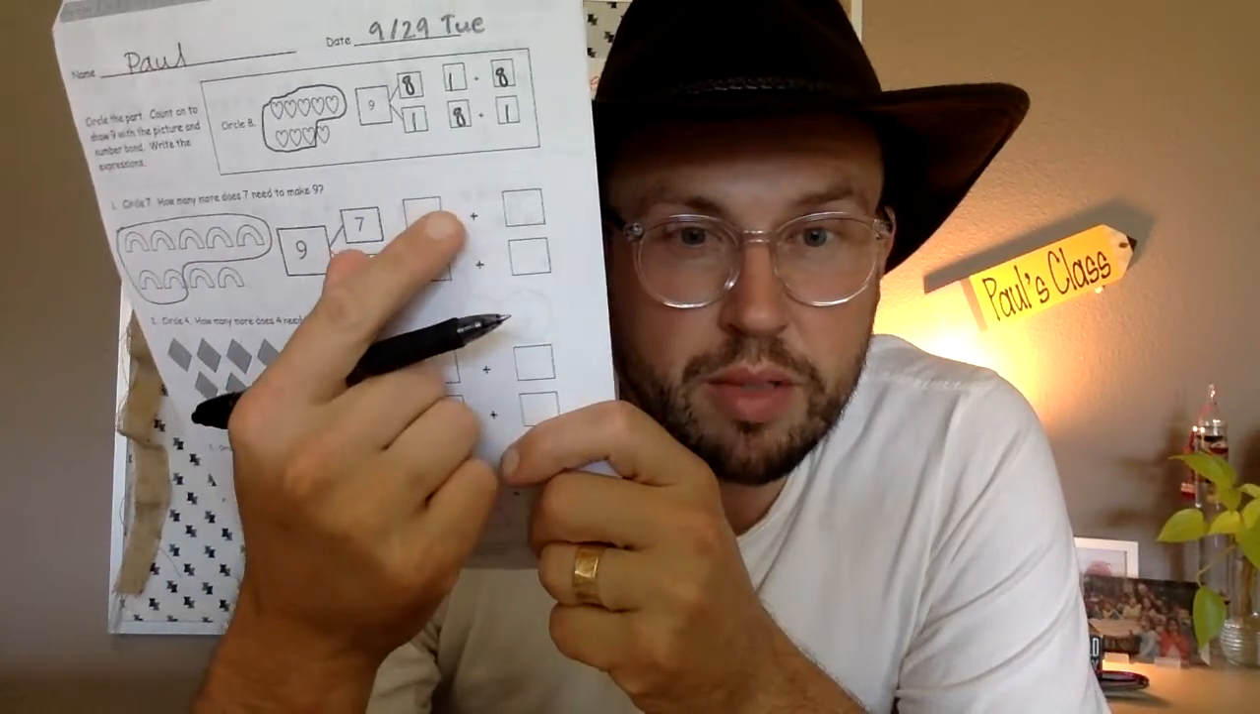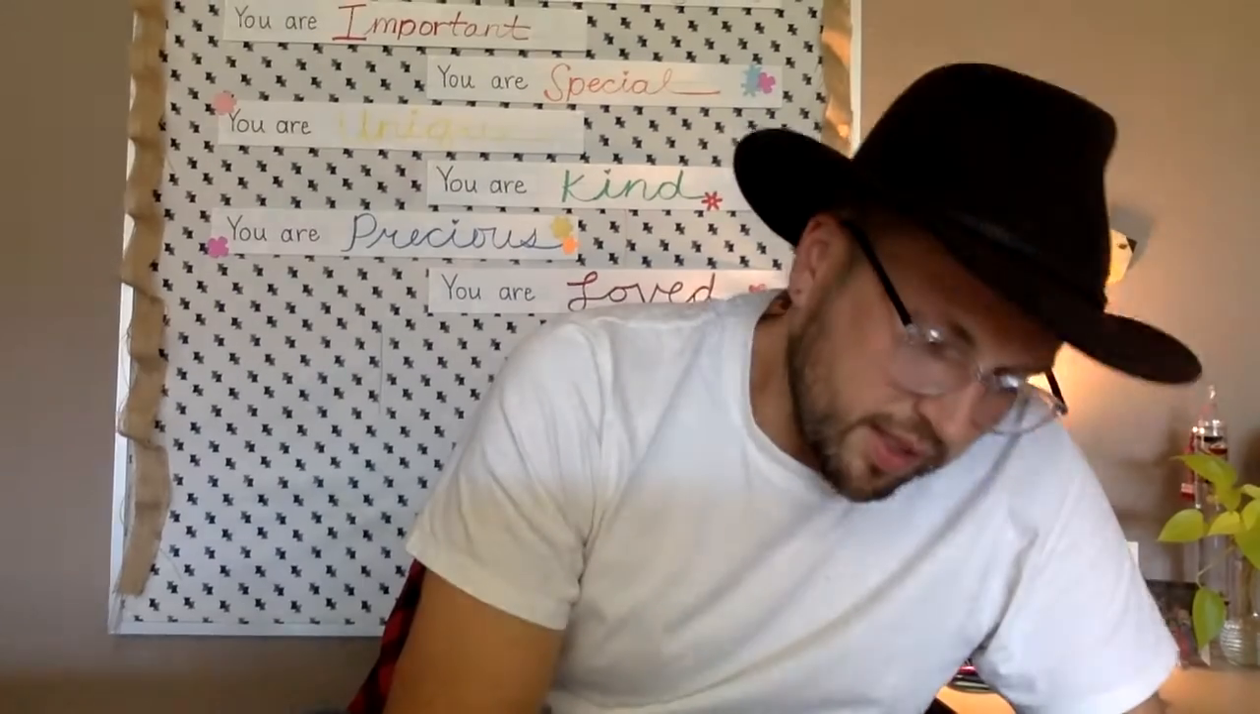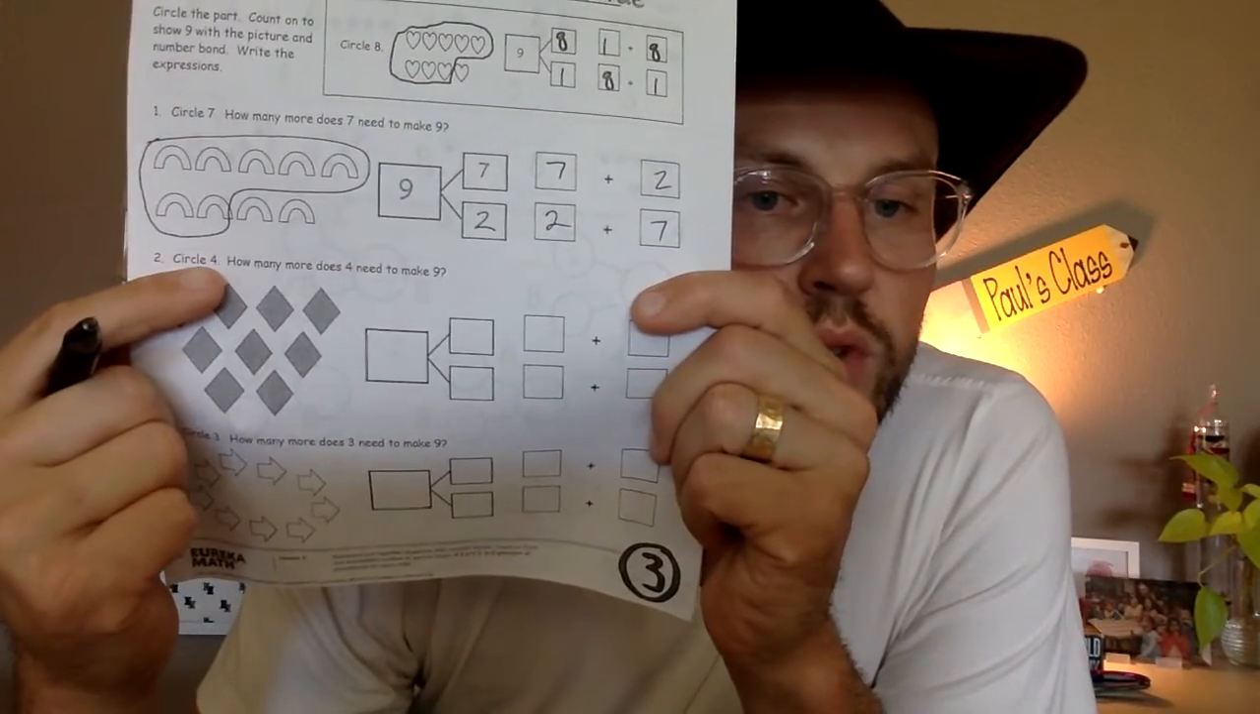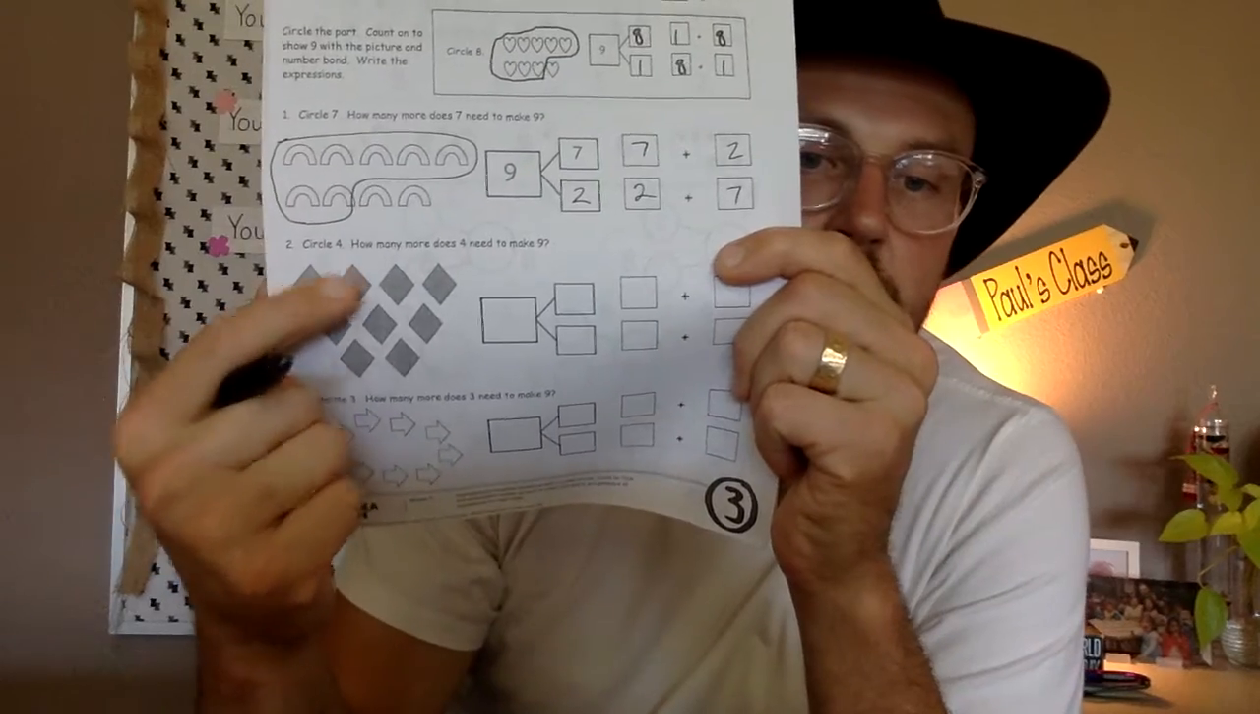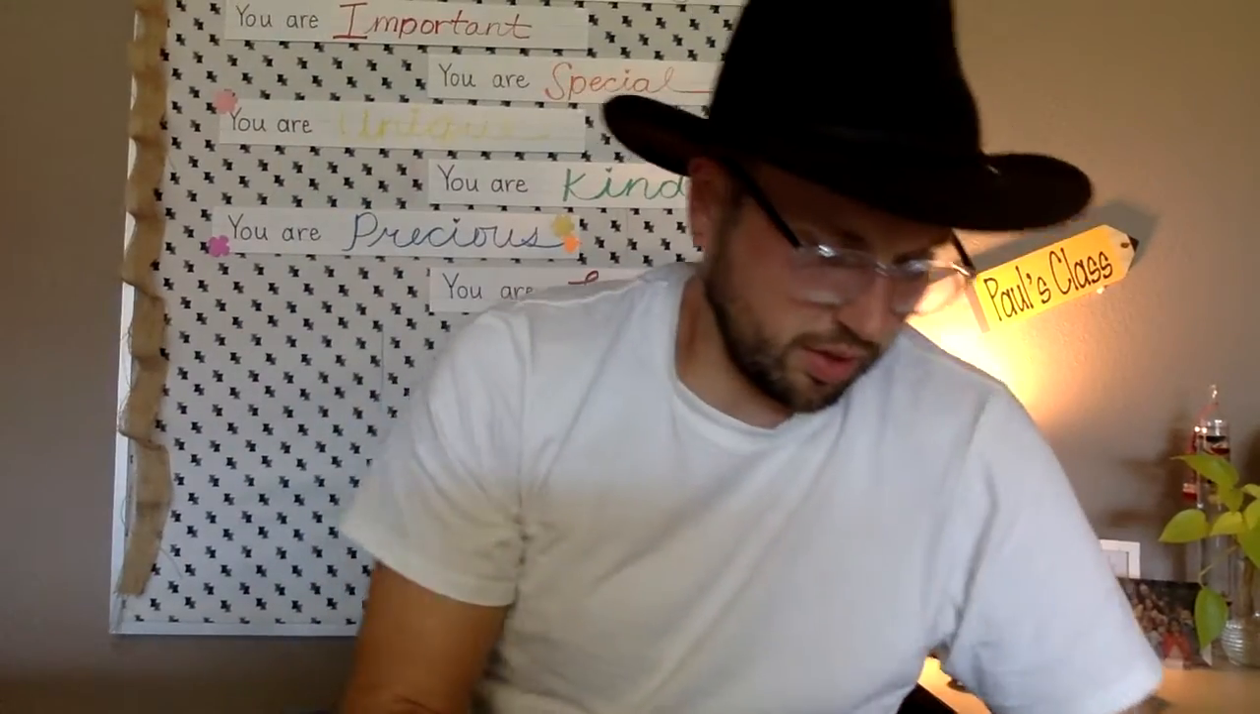So you can do 7 plus 2 and you can do 2 plus 7. So that's what we're going to write in those boxes. 7 plus 2 and 2 plus 7. Okay, number 2 says circle 4. So 1, 2, 3, 4. Just circle those 4.